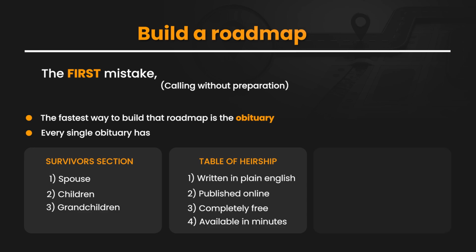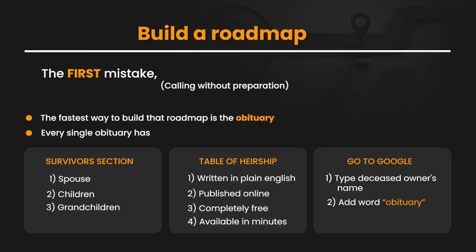All you have to do is go to Google, type in the deceased owner's name, and add the word obituary. Funeral home websites, legacy.com, and local newspaper archives, one of those will come up almost every single time. You open it, you scroll to the survivors section, and sift through the records to know exactly who the money belongs to and roughly where they are.